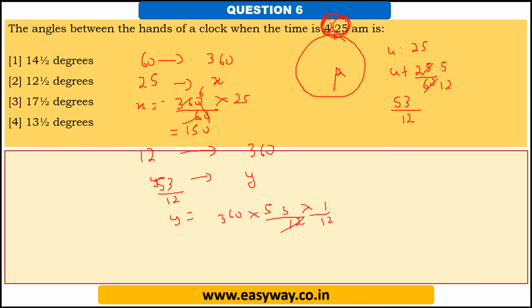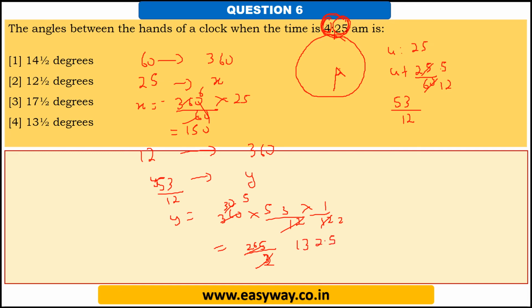So this is 1s, 30s, this will be 2s and 5s. So 53 into 5 will be 5 3s are 15, 5 5s are 25, 265 by 2. 265 by 2 is the answer. Now what we can do is divide this. So 1s, 3s, and this will be 2s, 132.5.